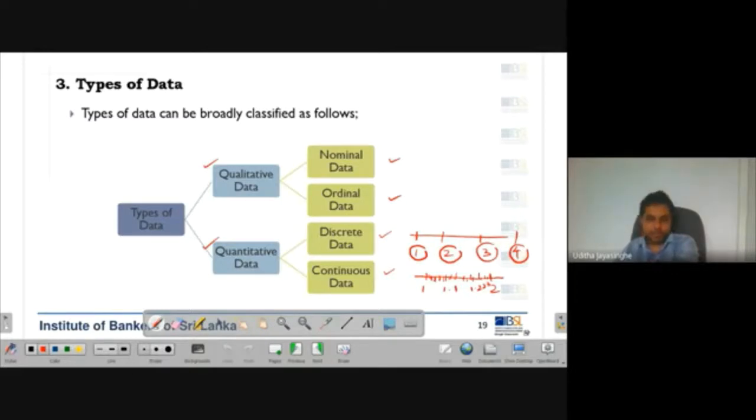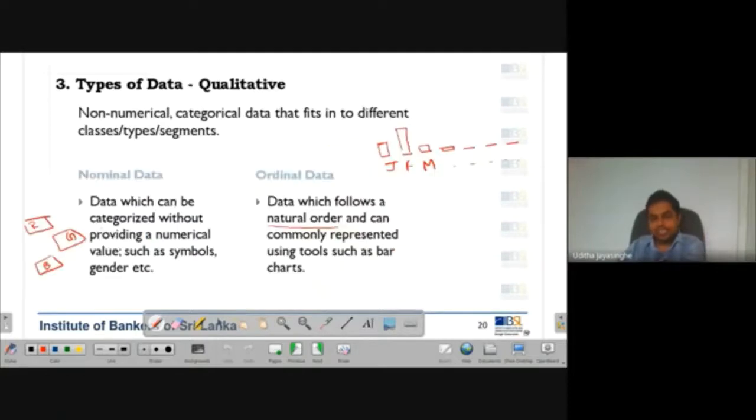Types of data. Merely it could be qualitative and quantitative. The qualitative data can be nominal and ordinal. Quantitative data can be discrete and continuous. What are these? Nominal is nothing but you have some, let's say, red, green, blue, or gender, where you don't have a real order. Again, they are qualitative, not numerical. Ordinal data, on the other hand, is also qualitative, but they follow a natural order, like January, February, March, maybe Monday, Tuesday, Wednesday, likewise.